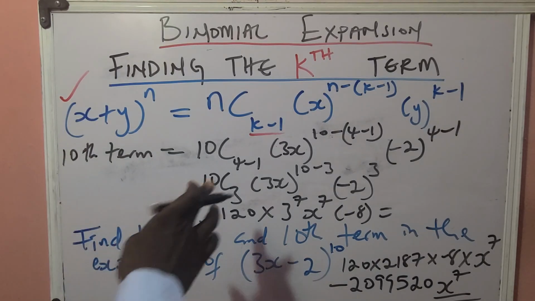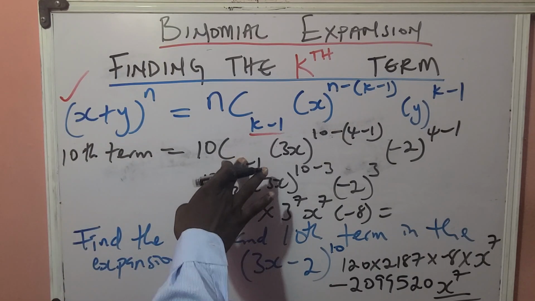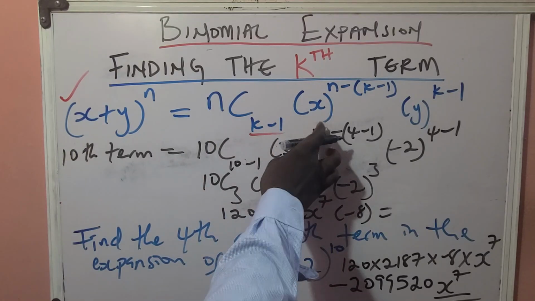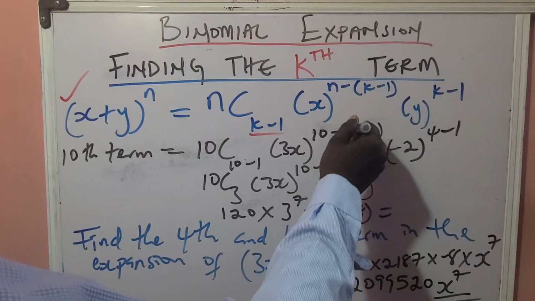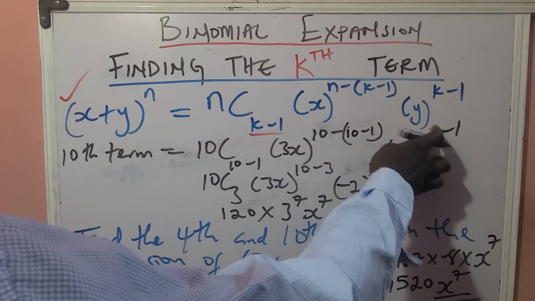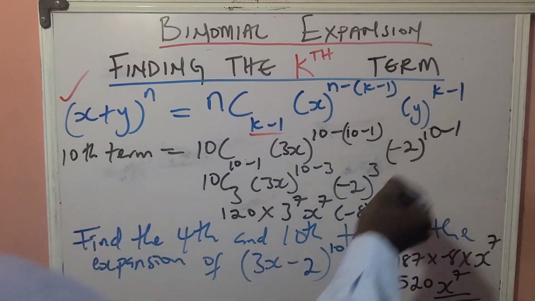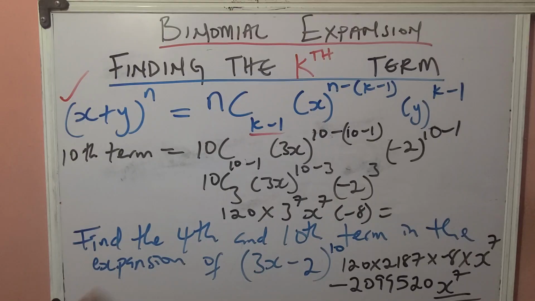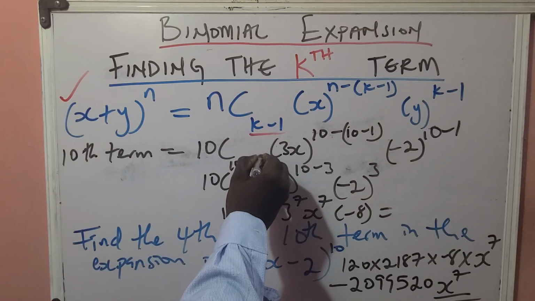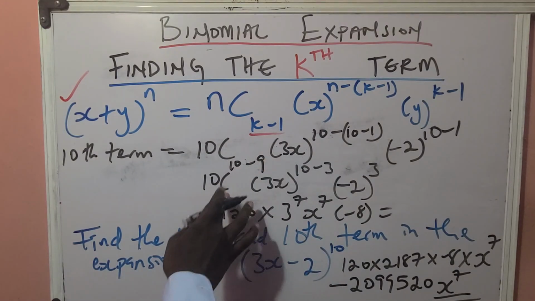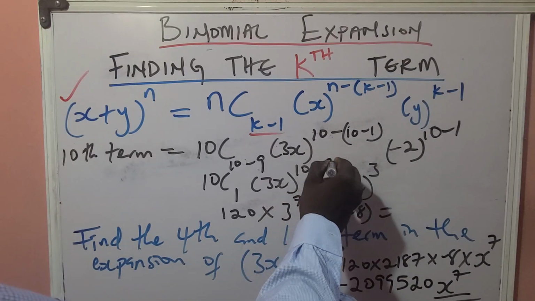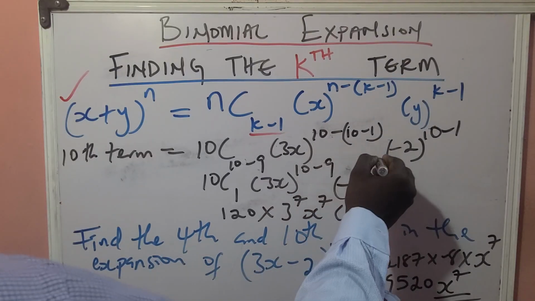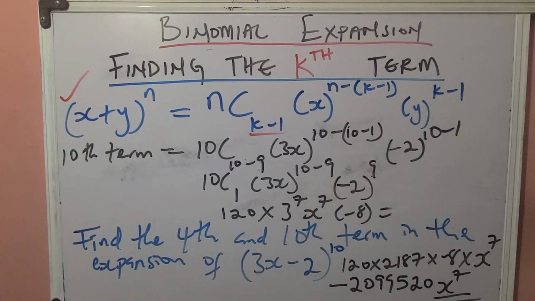If I want to find the 10th term, my k here will be 10. I'm dealing with 10 minus 1. In this case, my k is 10, so obviously, this will change to minus 9. This will change to 1. And this will change to 9. And this will change to 9. So I can do my calculation with this premise now.